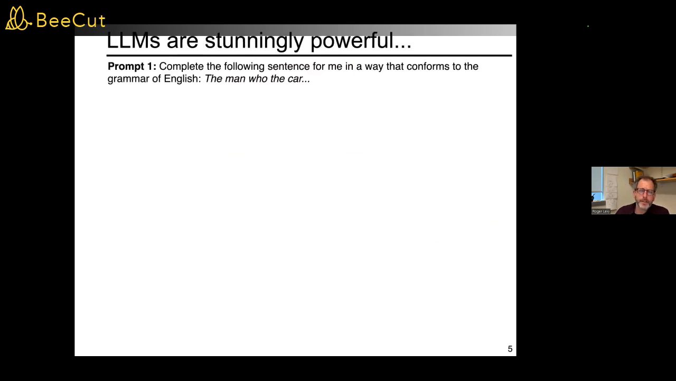They're stunningly powerful. So, for example, here's an example psycholinguistic task. To try to understand what LLMs are doing, I sometimes put on my hat as a psycholinguist, take examples that might elicit interesting human processing behavior, and see what the LLMs do. So for all of you, think of how you might complete the following sentence in a way that conforms to the grammar of English. The man who the car. You probably have an idea of how you might complete that.